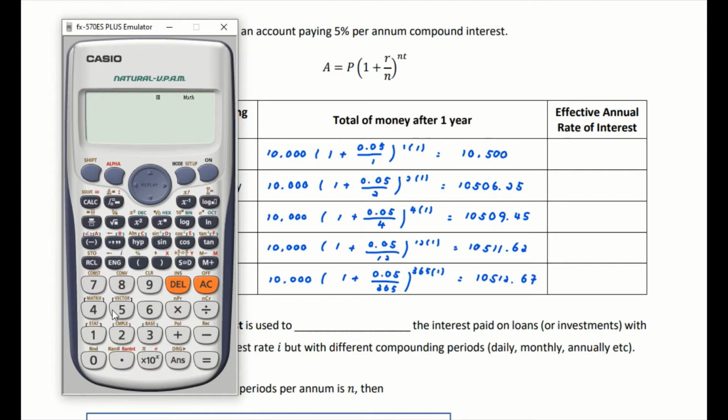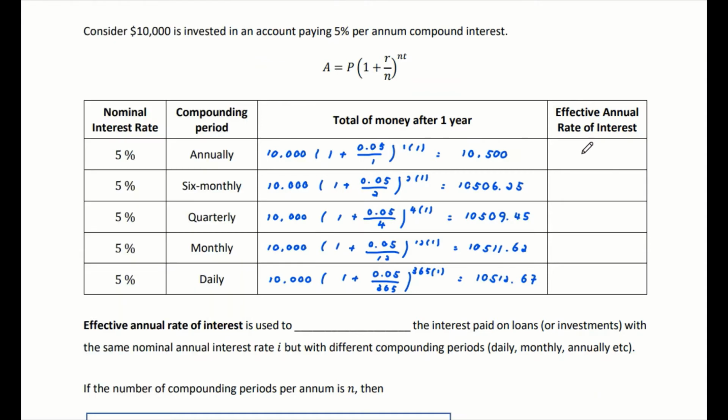So which means when you use 500 to divide by 10K, then that's the time that you get 0.05. So that's why the nominal interest rate here is going to be the same as the effective annual rate of interest, because after 1 year, the interest that you get is eventually the 5% that is stated here, right? So that's why the effective annual interest rate here is also 5%.